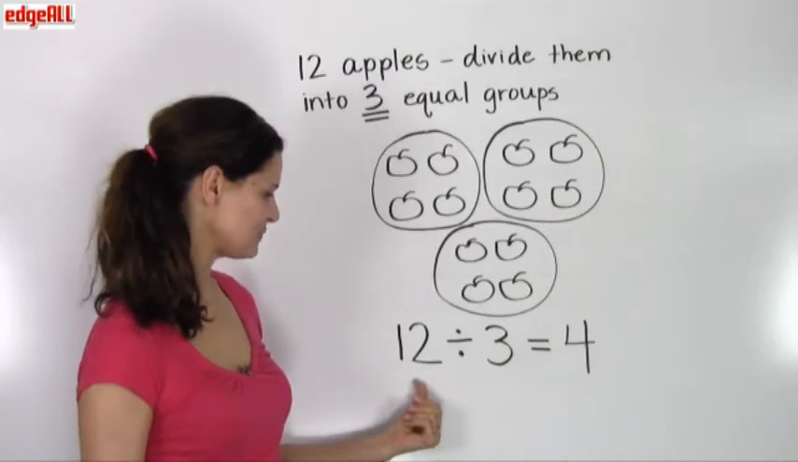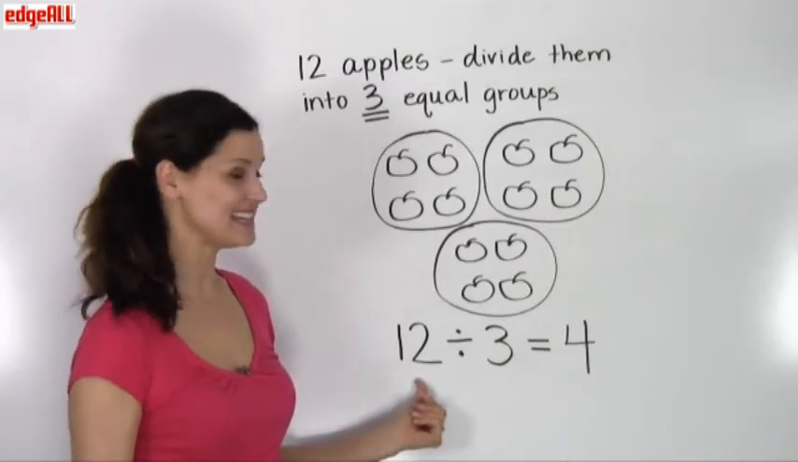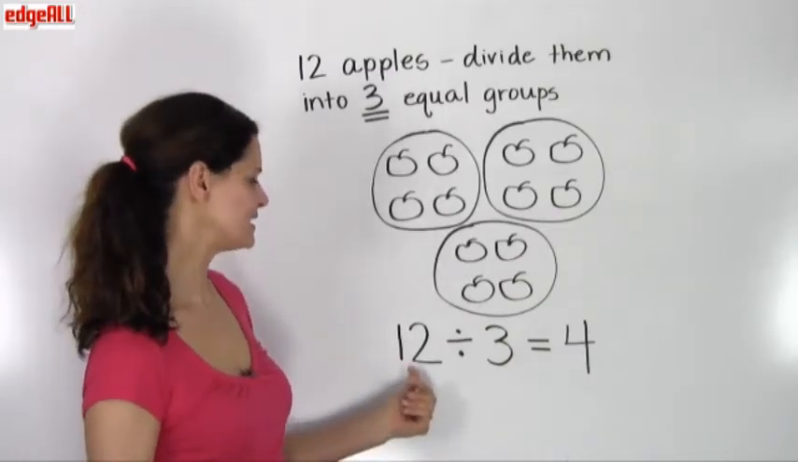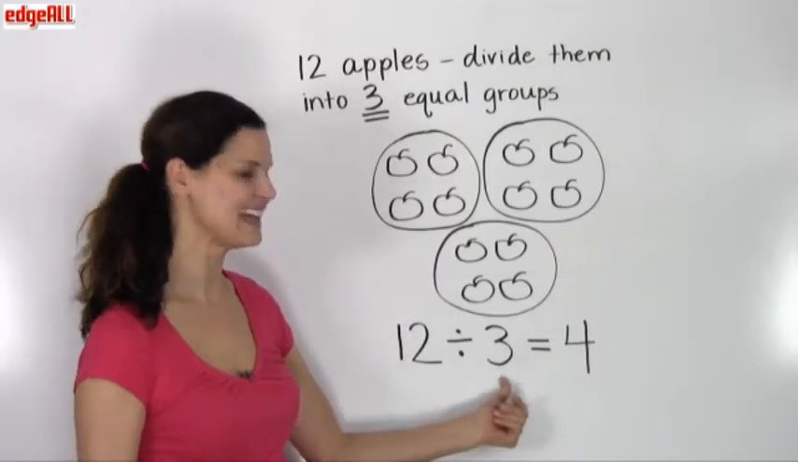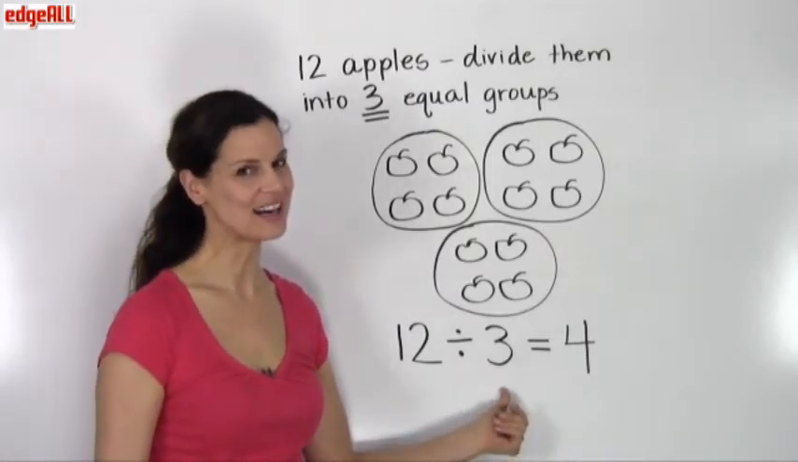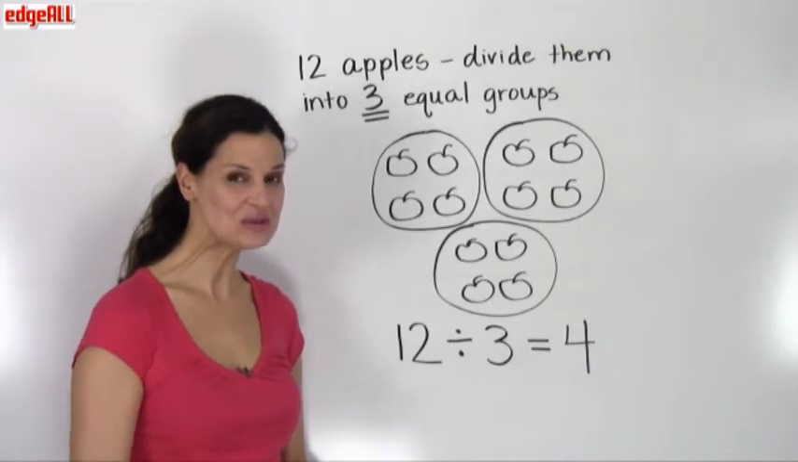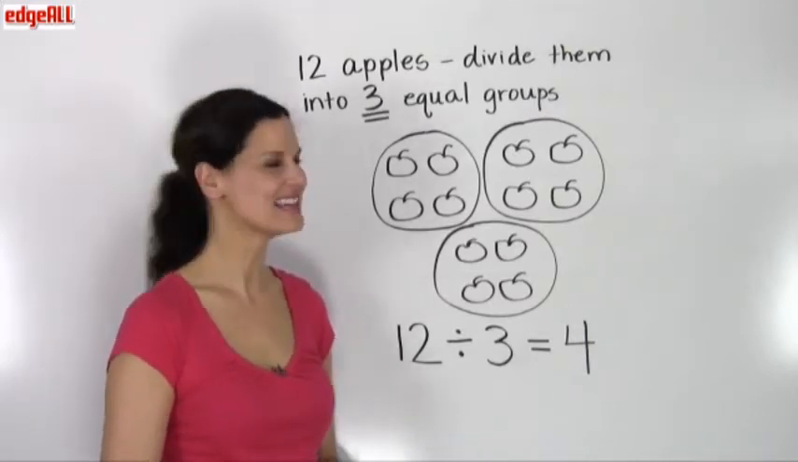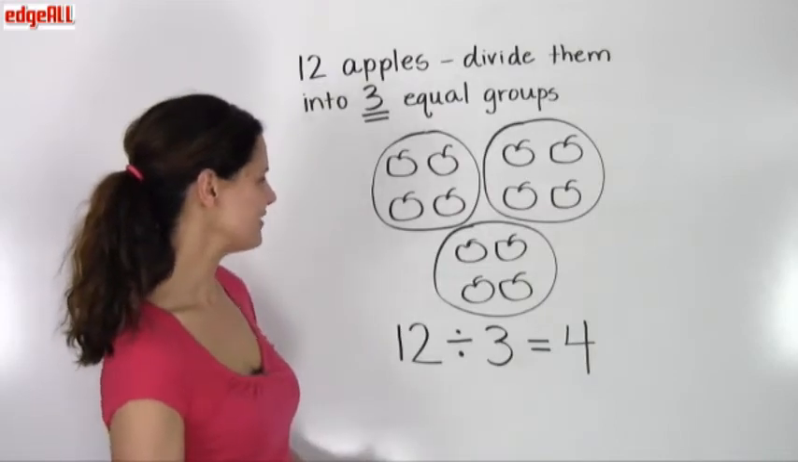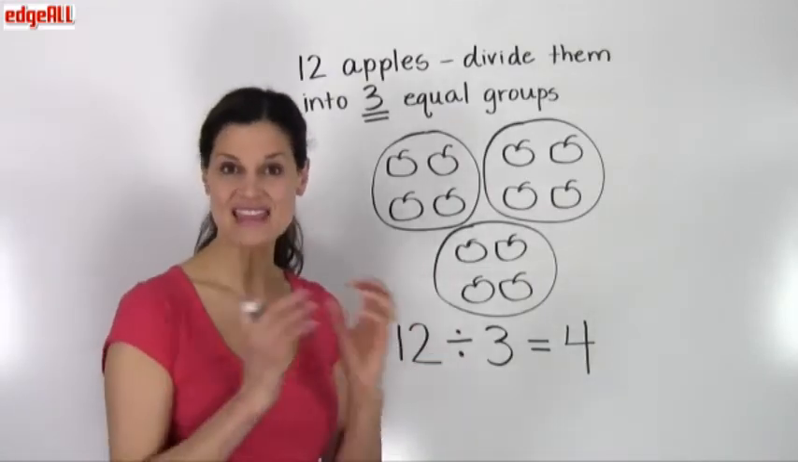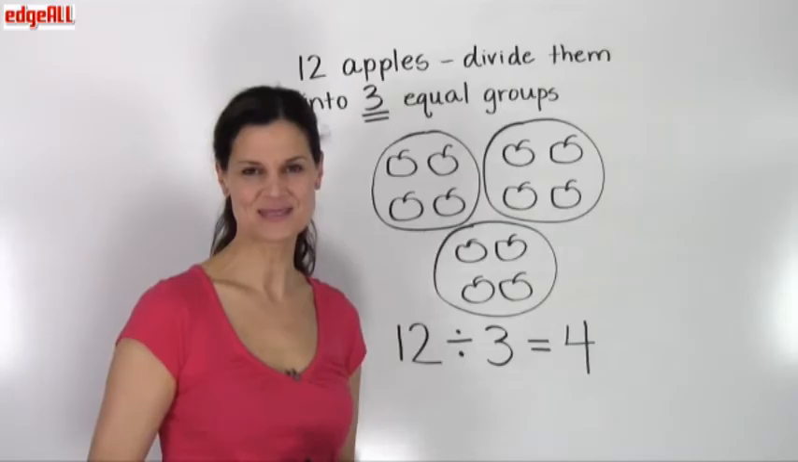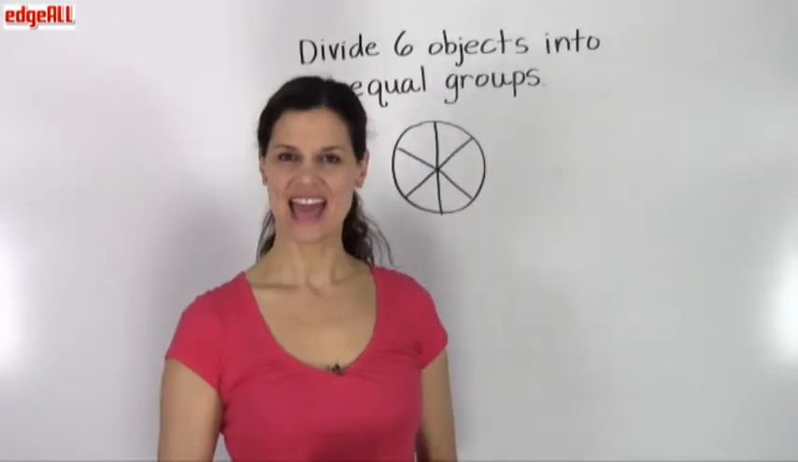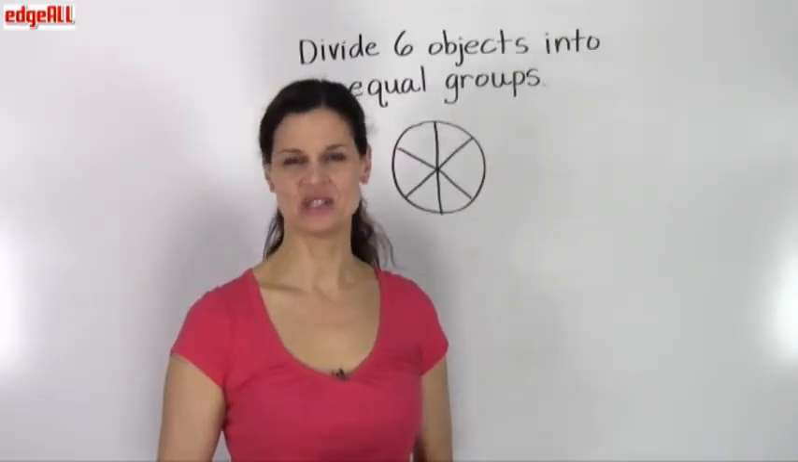But your number can be divided by many different numbers, and in these cases 12 could be divided by 3, can be divided by 4, 12 can be divided by 2, divided by 6, and we'll continue looking at these fun division problems of taking bigger groups and making them into smaller groups. Let's look at one more example of a division problem.